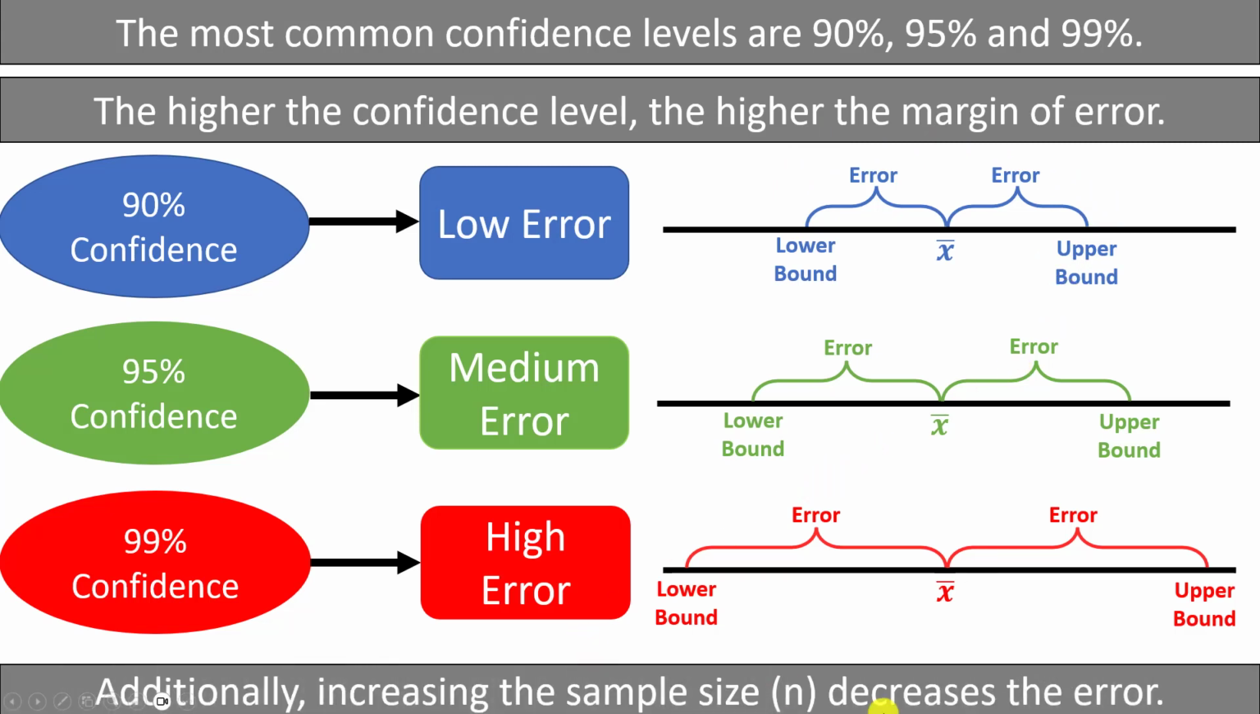Additionally, increasing the sample size would also decrease the error. So really there are two things you should be familiar with that will change the error. One thing is changing the confidence level. The higher the confidence level, the higher the margin of error. Additionally, the higher the sample size, actually the lower the error. So the confidence level and the error go in the same direction. The higher the level of confidence, the higher the error. And the sample size and the margin of error go in opposite directions. As the sample size increases, the error actually decreases.